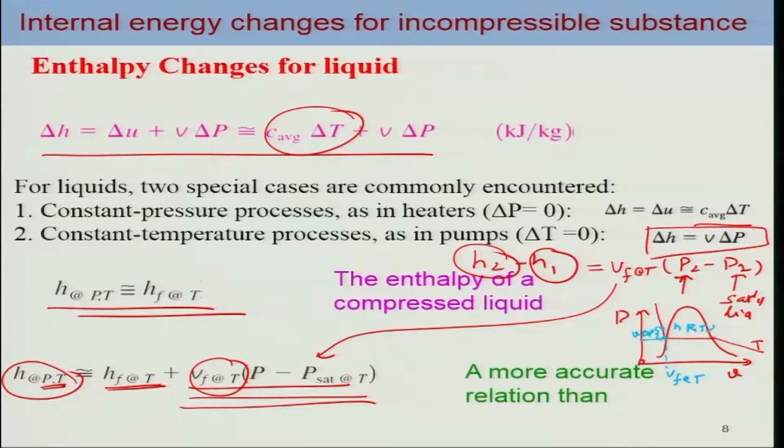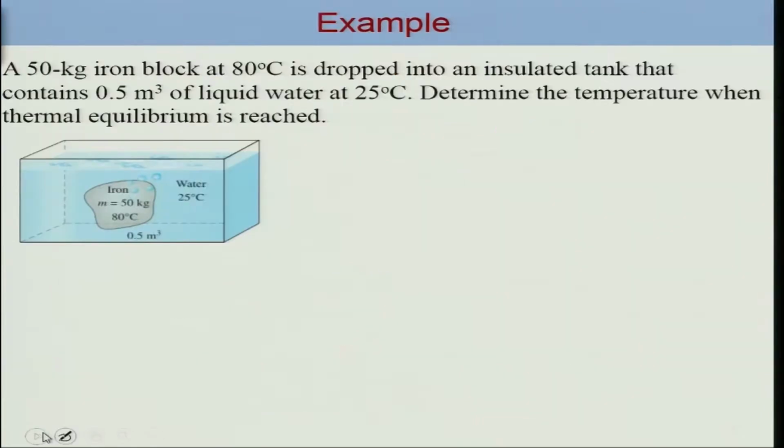The reason is that you can look at the slope here, which is very high, assuming that the volume is not changing upon increasing the pressure by delta P. So this is a more accurate relation which we are going to use for the case of liquid. Let's take a look at an example to finish this module.